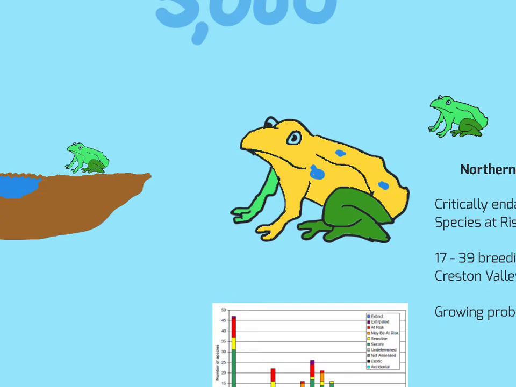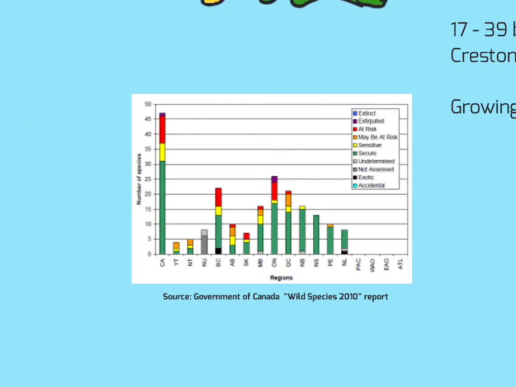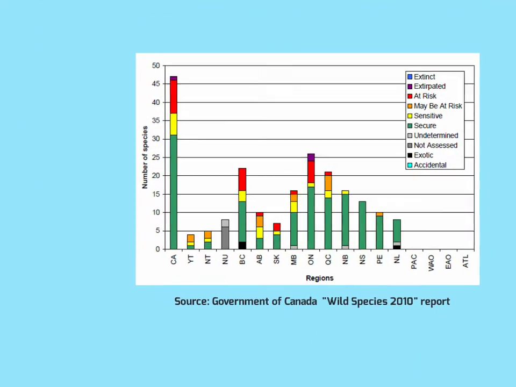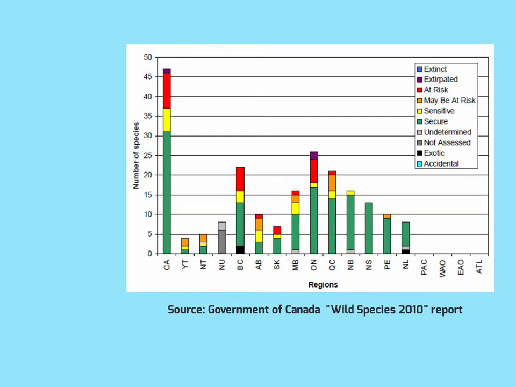And if we look at a chart here, the question is how the amphibians are doing. This is a report from Wild Species 2010, which I got from the Government of Canada website, just so we can have a look at how they're doing. In general, if you look at this graph, it gives the number of amphibian species. Now, what we're interested in primarily is Ontario. But if we look at it broadly through different provinces, you can see that there are a couple of different levels of how the species are doing.